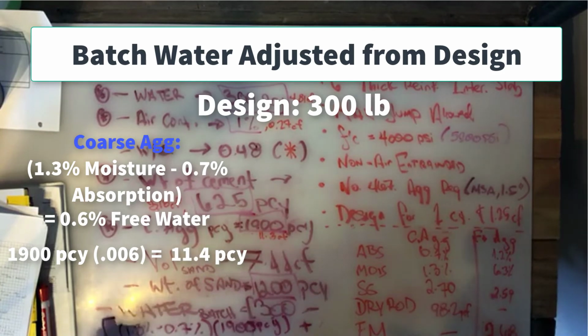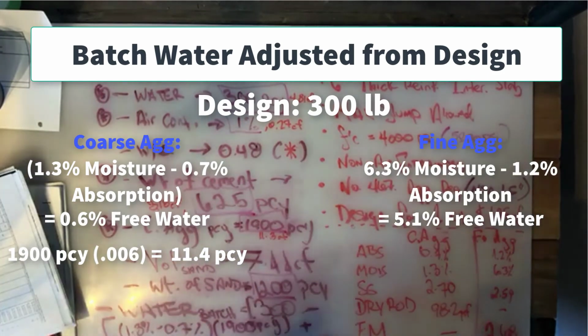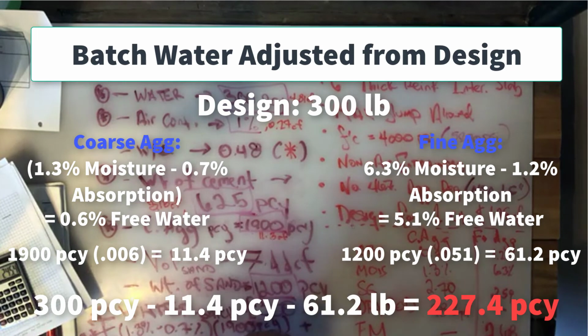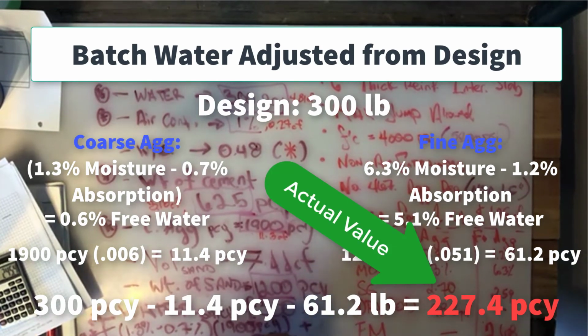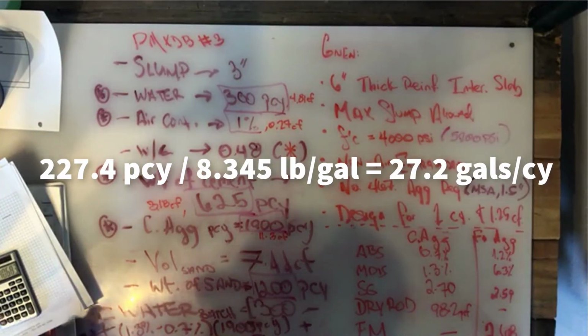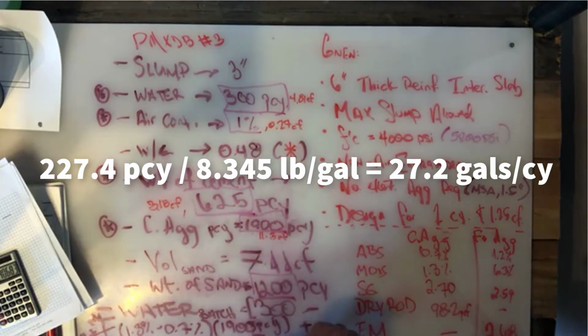Now I'm adding these two up. I'm doing the same thing for my sand. That's the free moisture that I have. Then I multiply that by this. Our new water, our batch water, is 245 pounds per cubic yard. If you divide it by 8.345, you get 29.4 gallons per cubic yard.